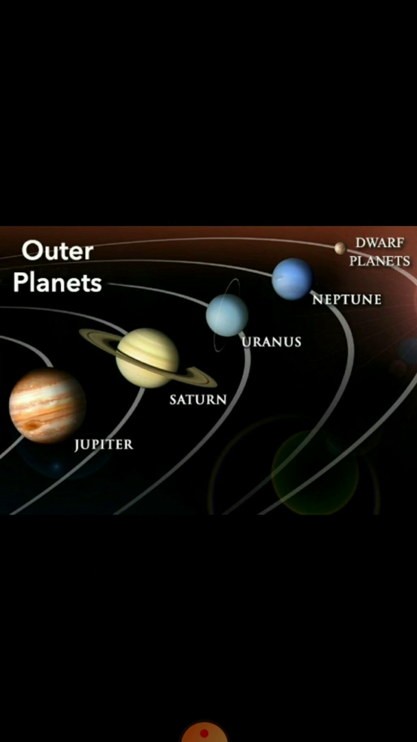The outer planets are separated from the inner planets by an asteroid belt. All the outer planets are mainly made up of hydrogen and helium gases and are much larger than the inner planets. Therefore, they are also referred to as gas giants.